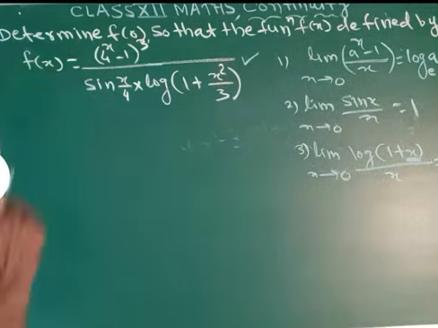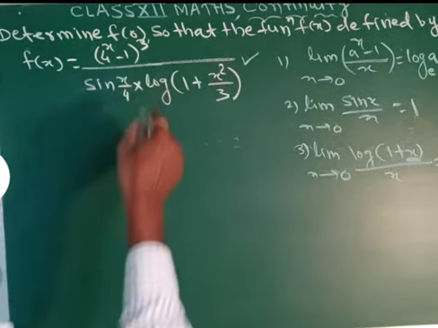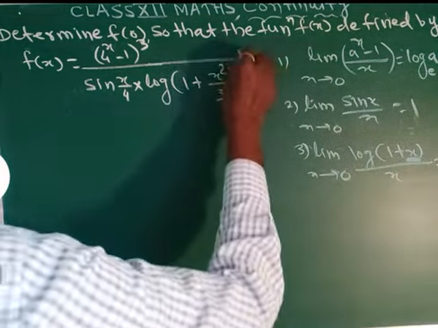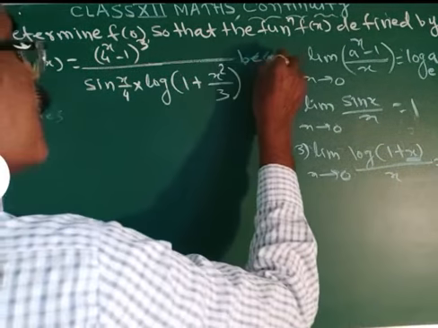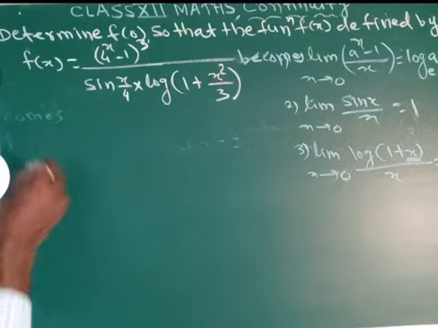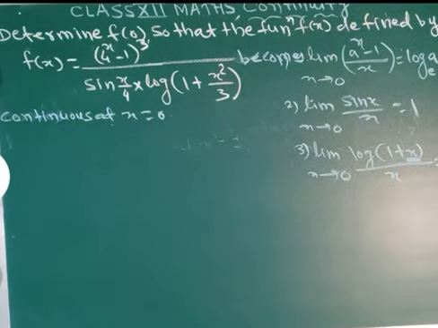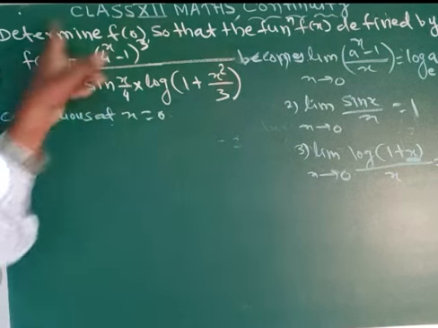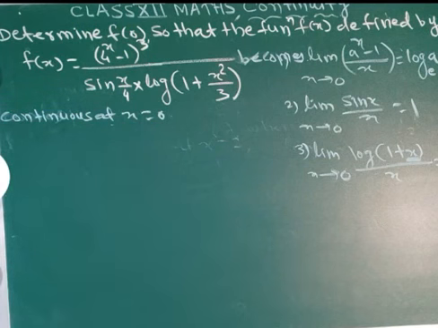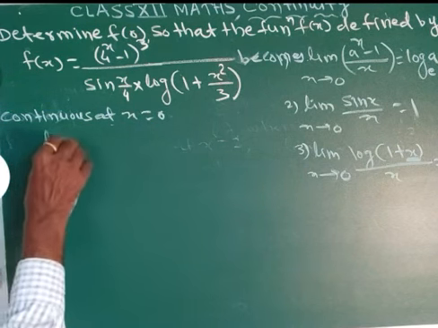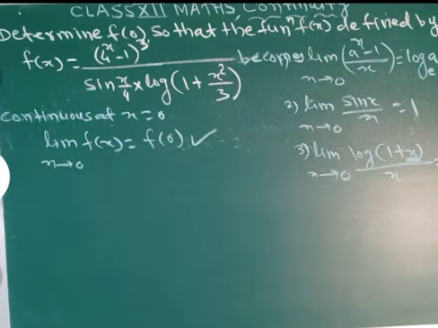Determine f of 0. You have to find f of 0, what is its value near 0, so that the function defined by it becomes continuous at x equal to 0. This is the question. If this function is continuous at x equal to 0, then what should be the value of f of 0? As this function is continuous, therefore the value of limit x tending to 0 of f of x should be equal to f of 0.